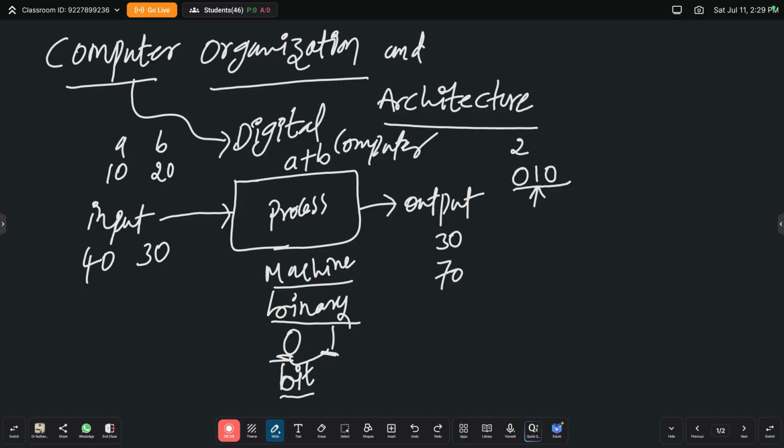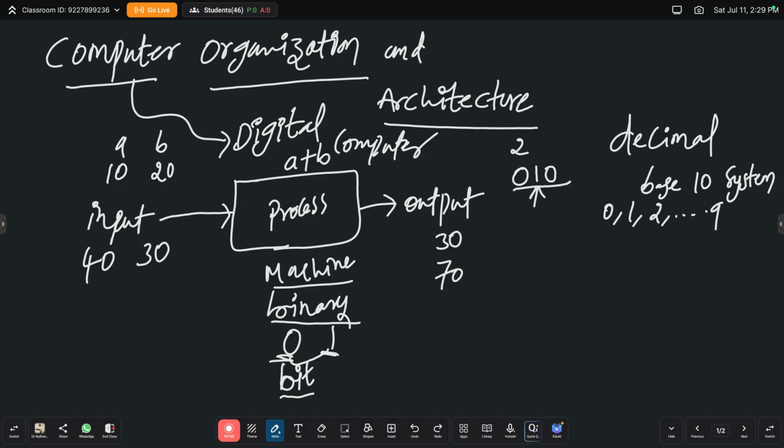Generally, the common decimal numbers contain the base 10 system. Base 10 system means what are the numbers? 0, 1, 2, like that, 9. This is the base 10 number system. Yes or no?